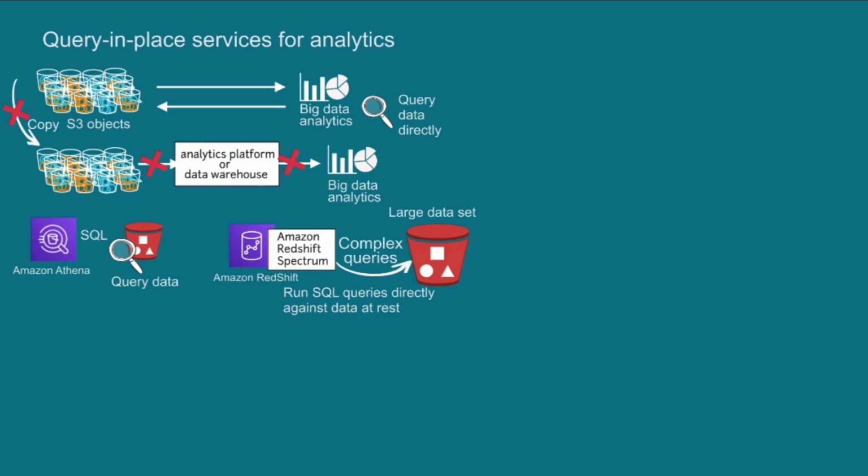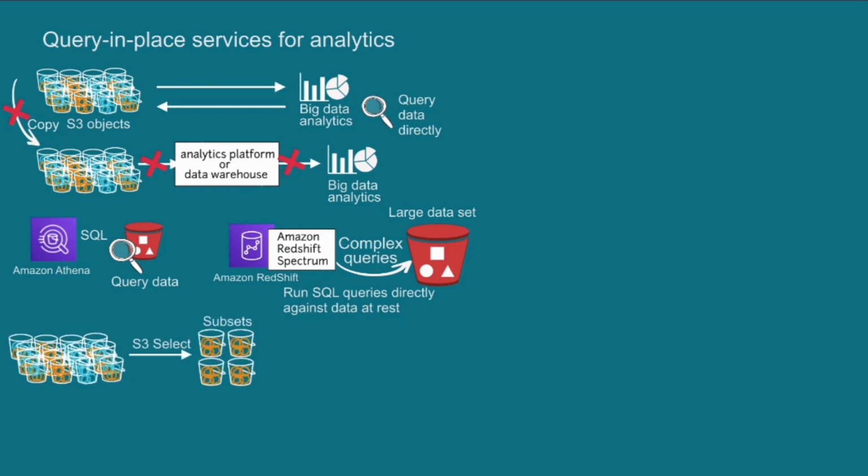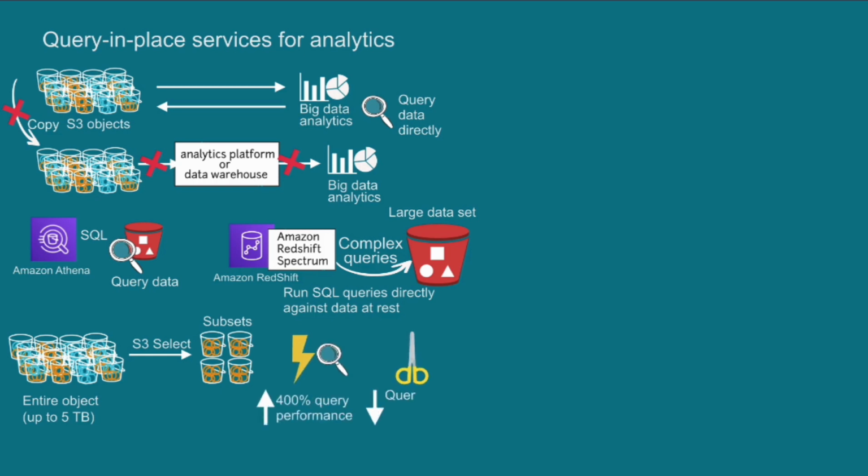You can also use S3 Select to retrieve subsets of object data instead of the entire object, which can be up to 5 terabytes in size. It is designed to increase query performance by up to 400% and reduce querying costs as much as 80%.